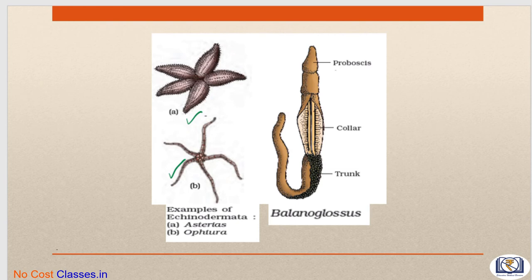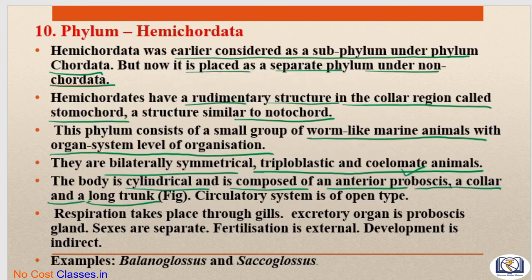Yeah, this one. Proboscis, this is collar and this is trunk they have here. Okay. Now, respiration takes place through gills only and the excretory organ is proboscis. Sexes are separate, fertilization is external and the development is indirect.